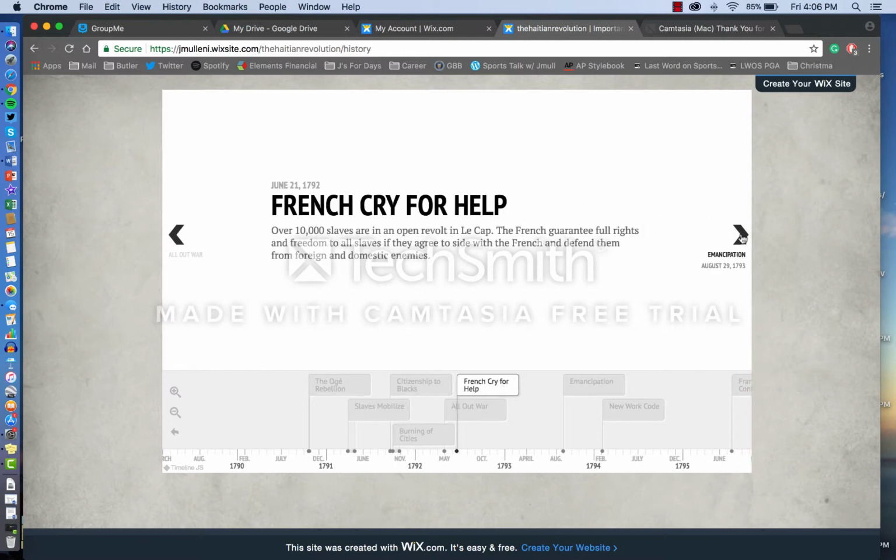In June of 1792, the French cry out for help because while they're in this war with Spain, slaves are revolting in Saint Domingue. So the French guarantee full rights and freedom to all slaves if they agree to side with the French and defend against the foreign and domestic enemies of France.